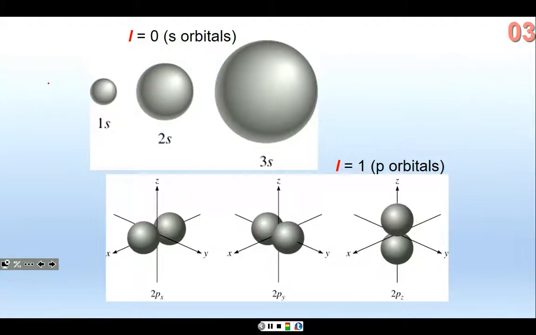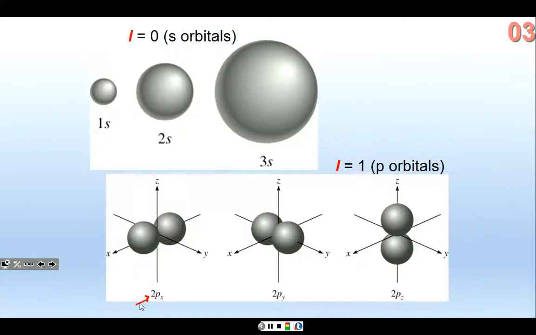All right, so we're looking at these orbitals again. So l equals 0 gives us s orbitals: 1s, 2s, 3s, progressively larger. l equals 1 gives us p orbitals with 3 different orientations. They do not occur until you get to the second shell, and that's an important thing to remember.